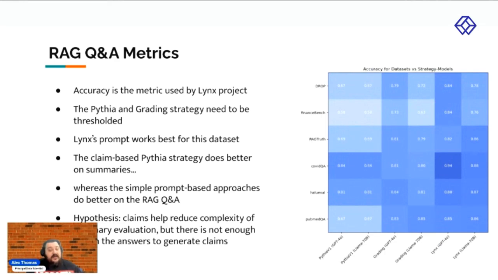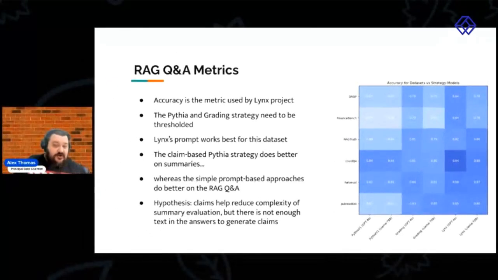And so that means we need to go with accuracy. This happens to be the one that the Links project uses. But in order to use this one, we have to threshold Pythia and the grading strategy. The Links prompt works best overall for this data set. The claim-based Pythia strategy does better on summaries, but the idea is that the simple prompt-based ones do better on the RAG Q&A.